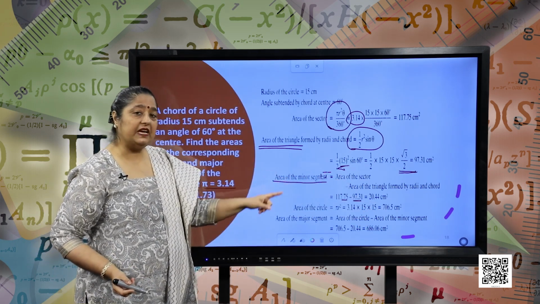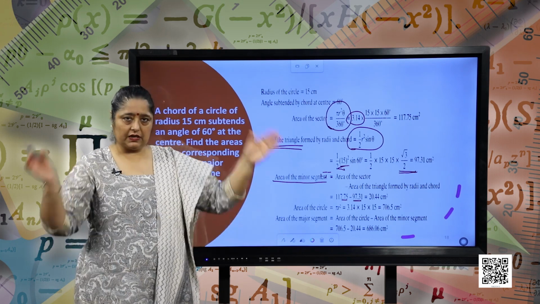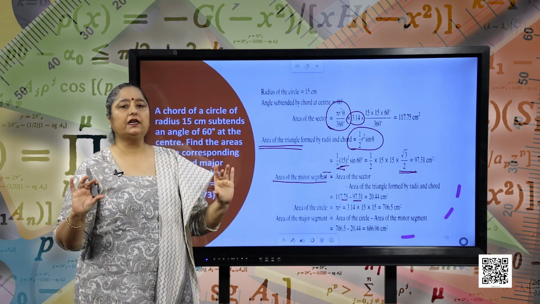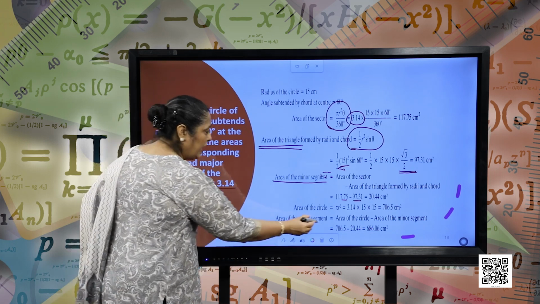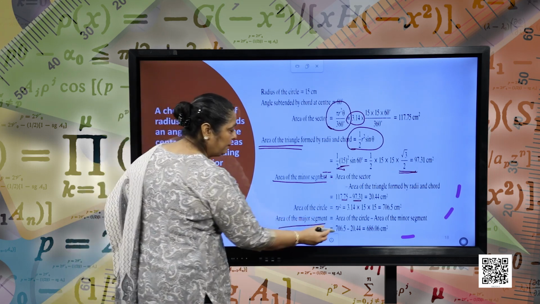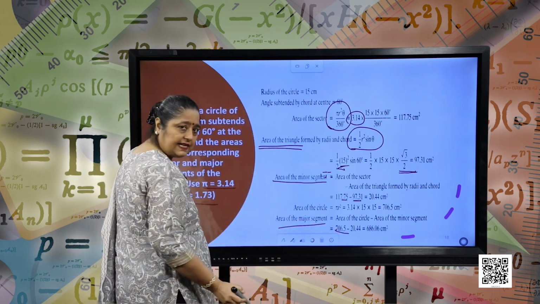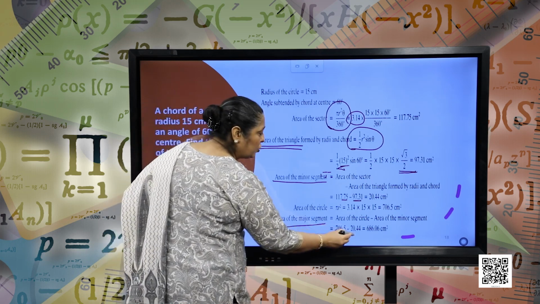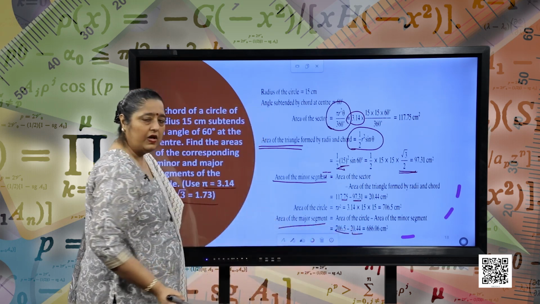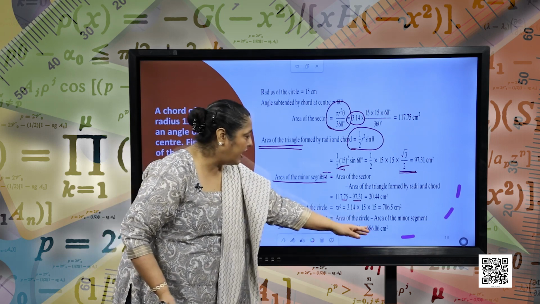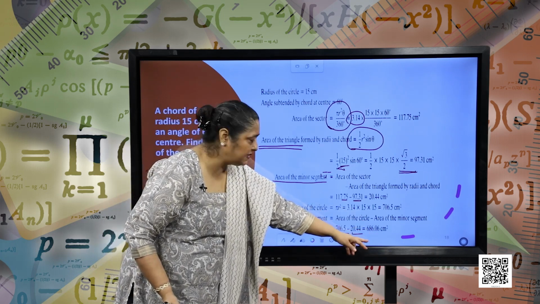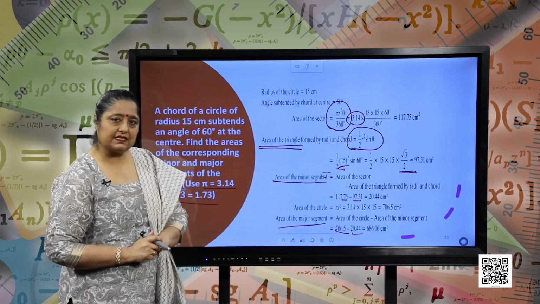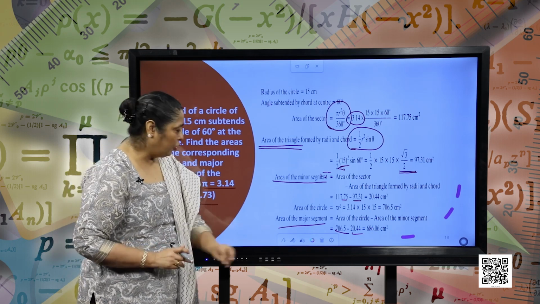What is the area of the major segment now? Area of the circle minus the area of the minor segment. So, area of the major segment will be 706.5 minus 20.44. Calculating this further, we have 686.06 centimeters square. I hope this is clear.